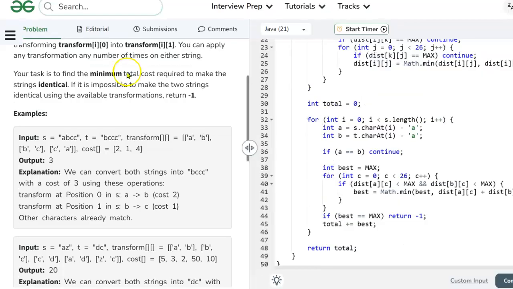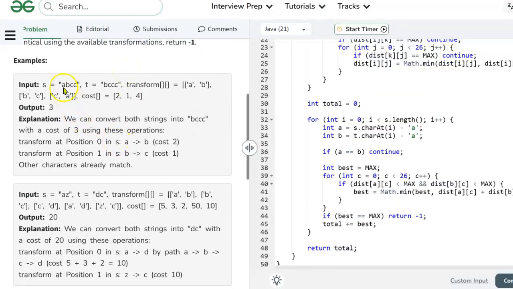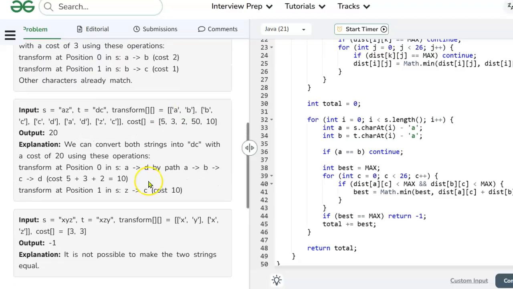All right, so let's look at a couple of examples. We have ABCC and BCCC. Here are the available transforms, and here are the corresponding costs. So we can transform the A in S into B, and we can transform the B in S into a C, and then both strings would be B, C, C, C. The cost of that would be A to B is 2, B to C is 1, total cost is 3. Let's try the next one.